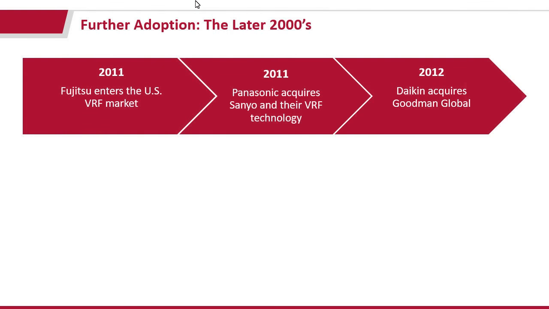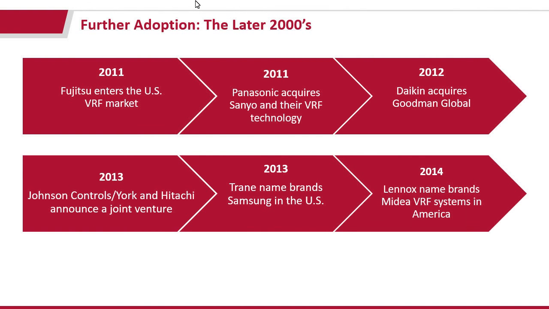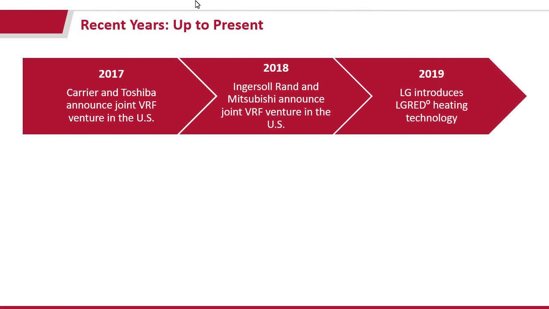And then in the later 2000s is when they started to decide that making mergers and having joint ventures and acquiring American companies was actually a better way to get the technology over here. So that's why you see things like Trane name branding Samsung, and then eventually switching to pairing with Ingersoll Rand, and Mitsubishi is now a partnership as of a couple years ago. And so that's how they started bringing their technology over, by making these joint ventures and acquiring American companies.